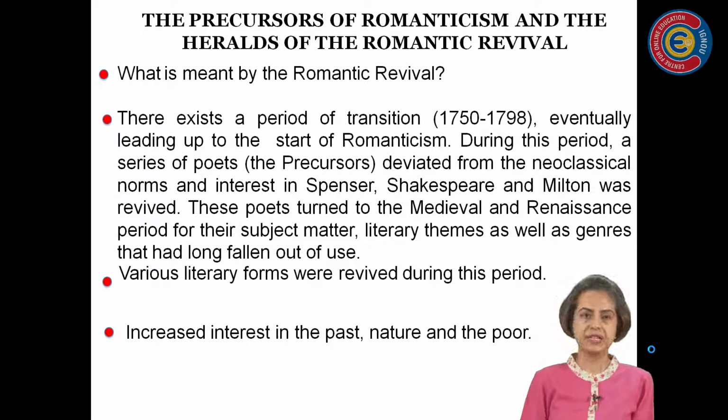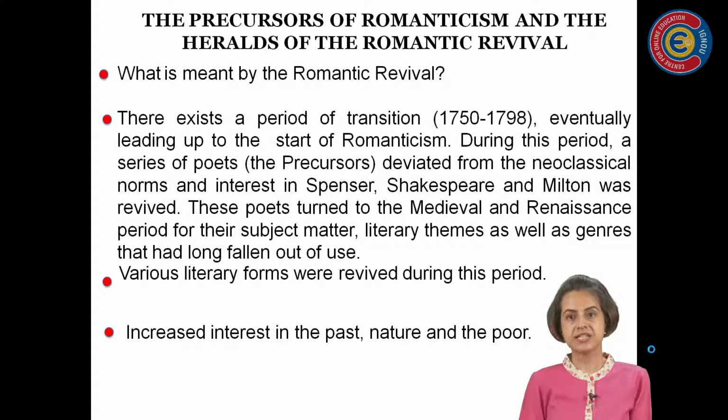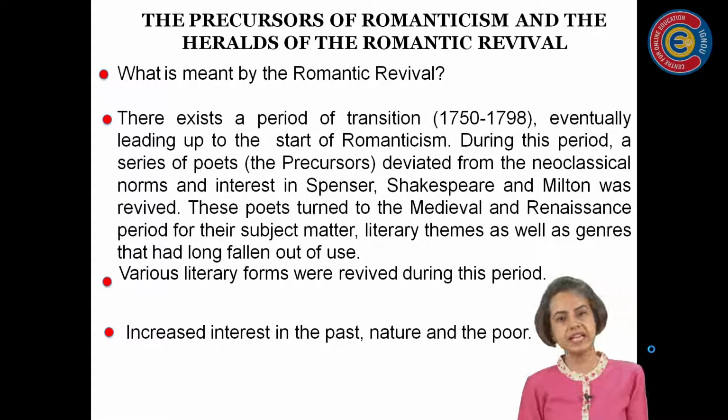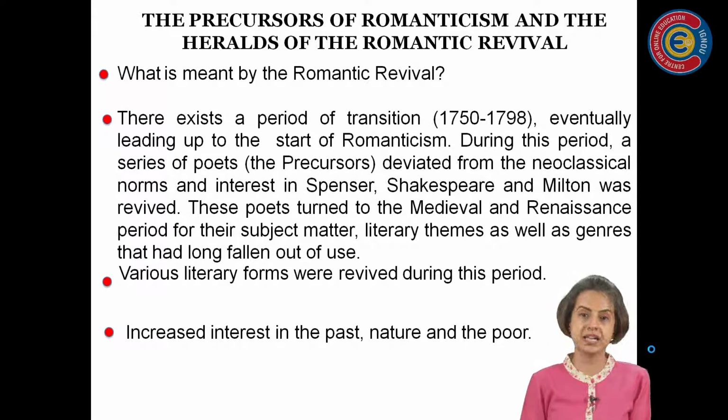Now, during this period, a series of poets, that is, the precursors, deviated from the neoclassical norms, and interest in Spenser, Shakespeare, and Milton was revived. These poets turned to the medieval and Renaissance period for their subject matter, literary themes, as well as genres that had long fallen out of use. During this transition period, various literary forms were revived. Also, we see that there was an increased interest in the past, in nature, and the poor.